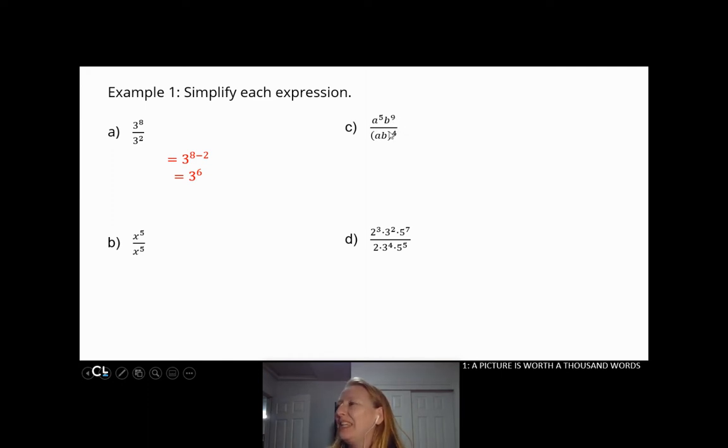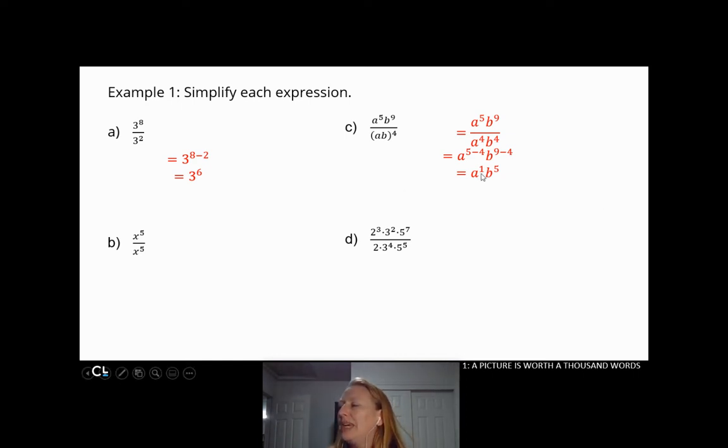A to the 5th, B to the 9th. First of all, I'm going to distribute that power of 4 right there. So I have a to the 4th over b to the 4th, and now I can subtract my exponents. For my a's, I'll do 5 minus 4, and for my b's, I'll do 9 minus 4. Of course, you probably didn't write that. You probably did that in your head, and that's okay. 5 minus 4 is 1, 9 minus 4 is 5. I'm only writing it so that you can see what happened.